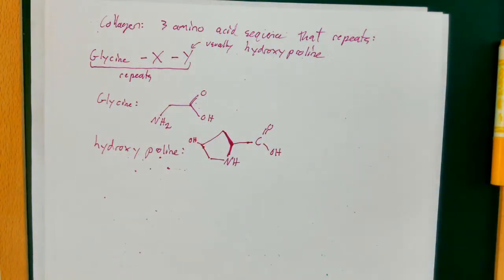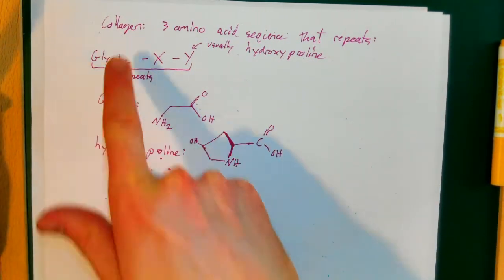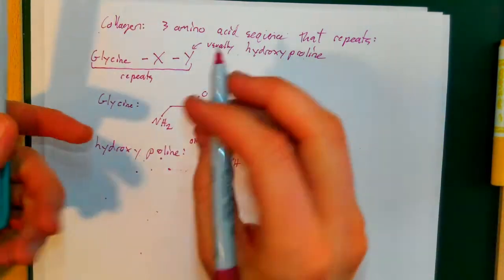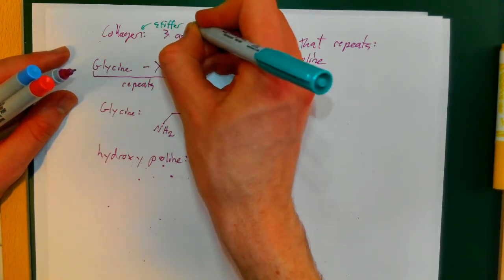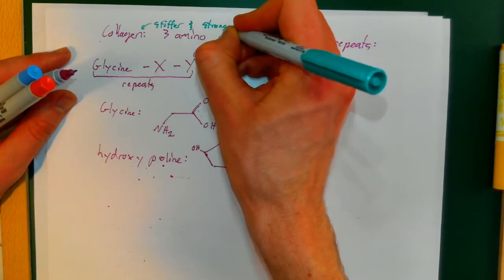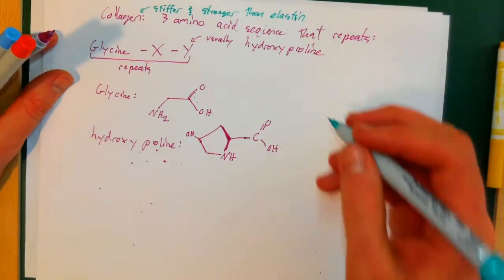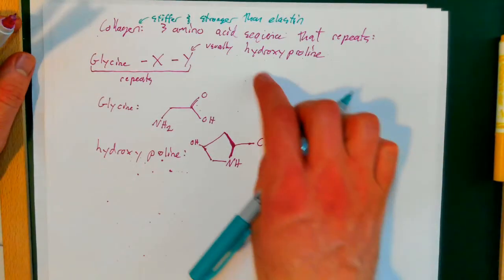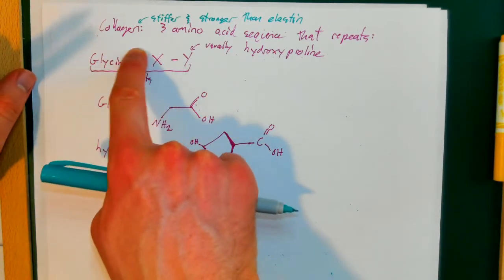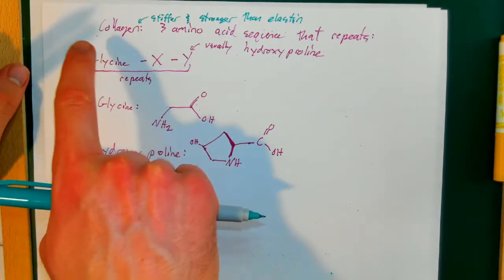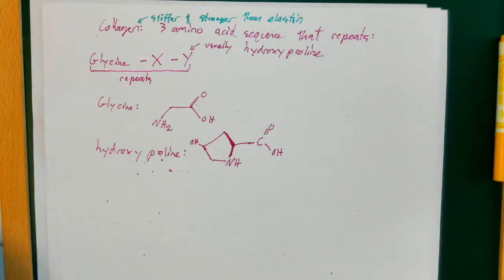So what's an interesting thing about collagen? Collagen is usually stiffer and stronger than elastin. So what gives collagen its stiffness and strength? Well, its stiffness and strength comes from this idea that this sequence, this glycine XY, glycine XY, glycine XY repeats over and over and over again.